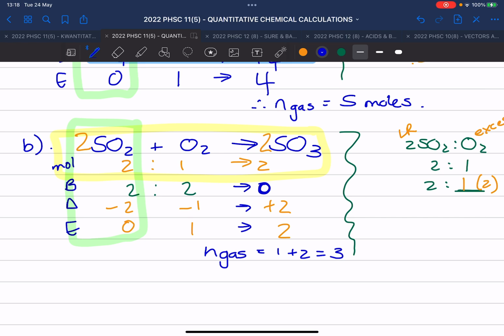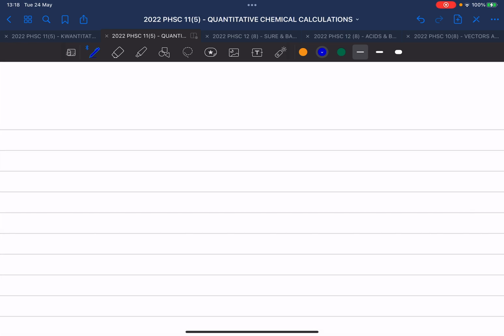Okay, the next one I can't remember off the top of my head. I think it's ammonia plus oxygen gives you nitrogen monoxide and water. Okay, is this balanced? What do you need to do?